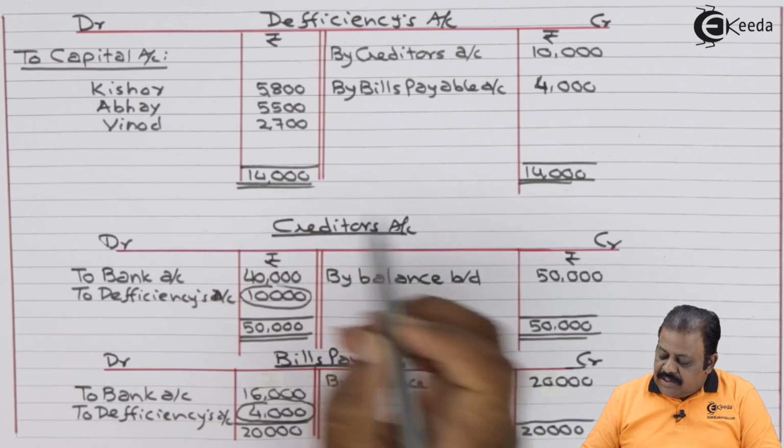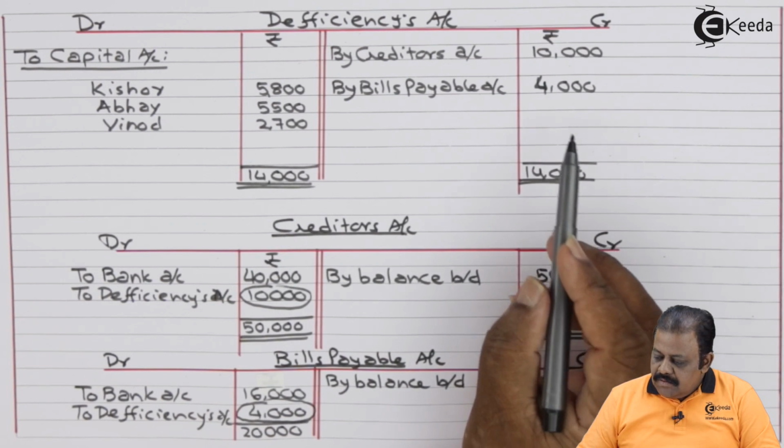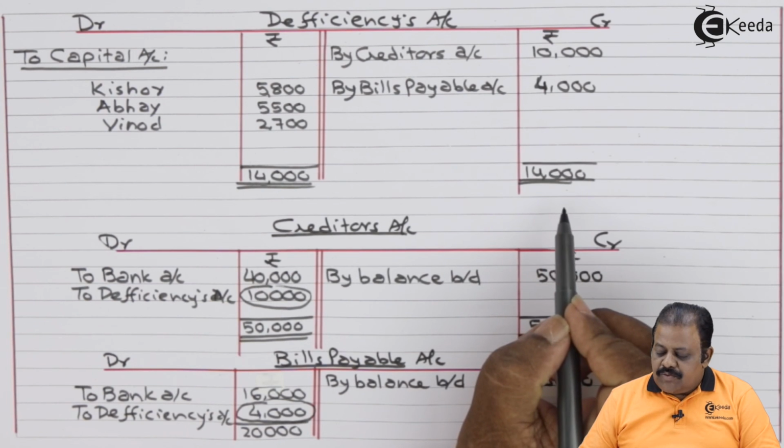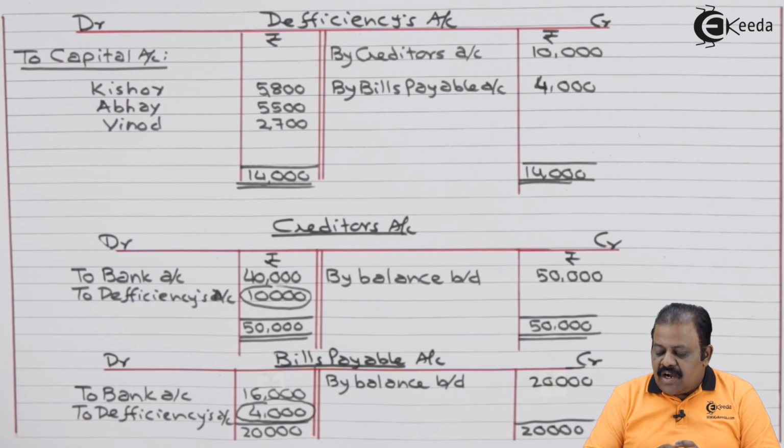Total of debit 14,000. Total of credit is also 14,000. Finally deficiencies account has got tallied. It means we have correctly solved the problem. When all partners become insolvent, deficiency account should tally.